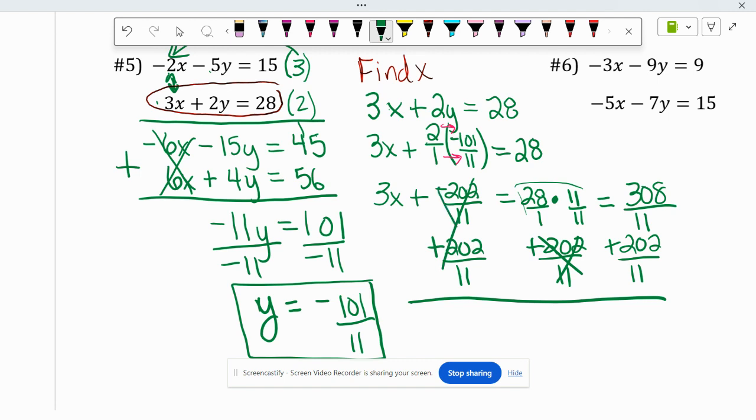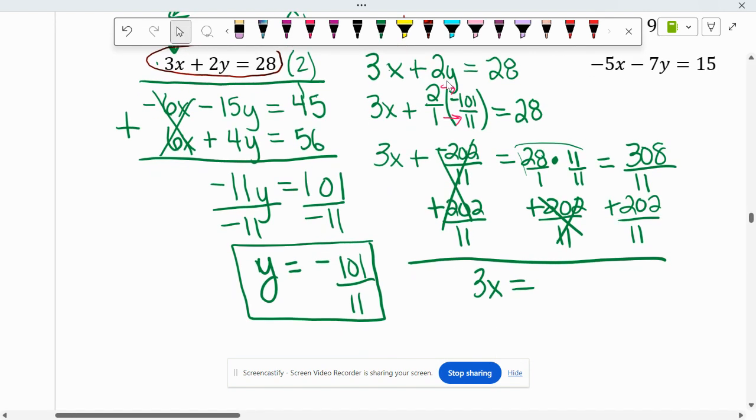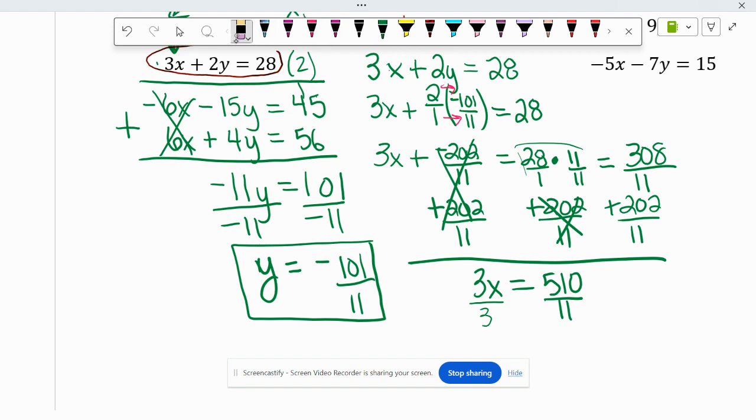So on this side, I have 3x equals, what is 308 plus 202? 510 over 11. Okay, almost done. Almost done. Typically, we divide by the number that's attached to the variable, right? But if I write divide by 3, what if I wrote that looking like this?